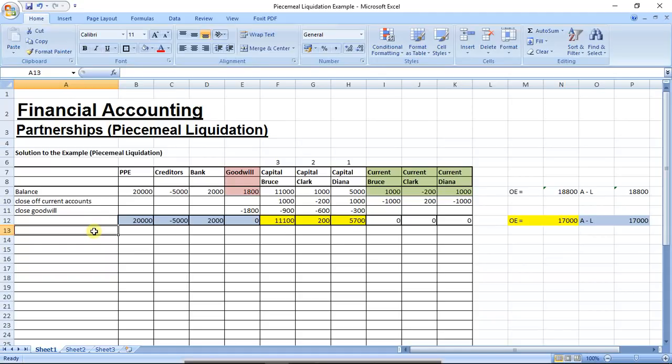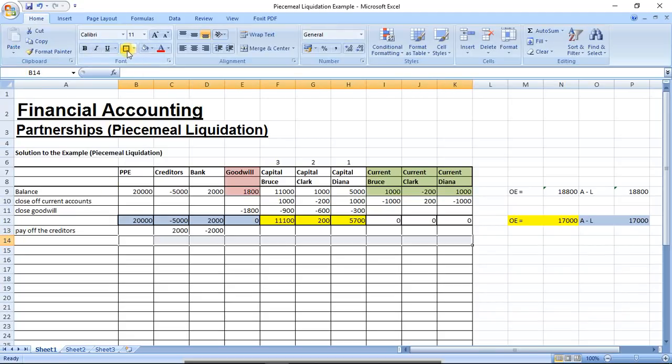Okay, so the first step is to allocate or to pay off creditors with the available cash. So how much cash is available here? 2,000. All right, so we'll remove 2,000 there, and we'll be allocating that to our creditors. Our creditors will obviously decrease by 2,000.